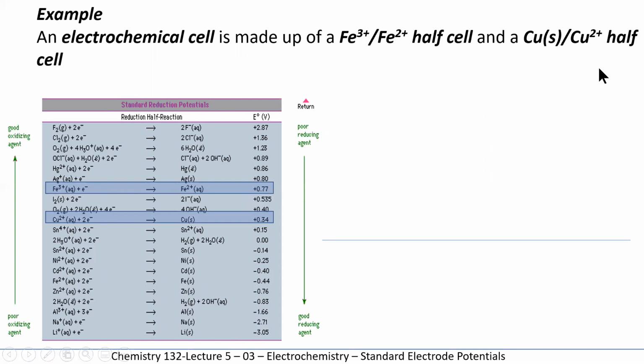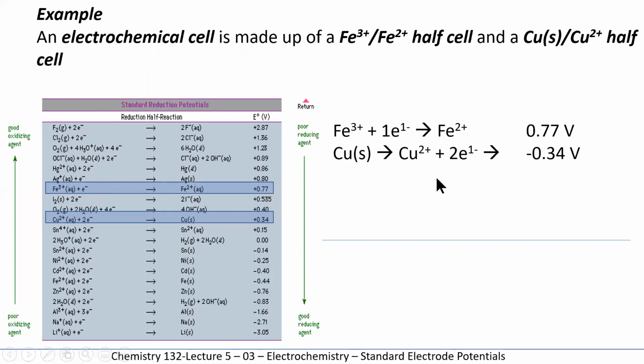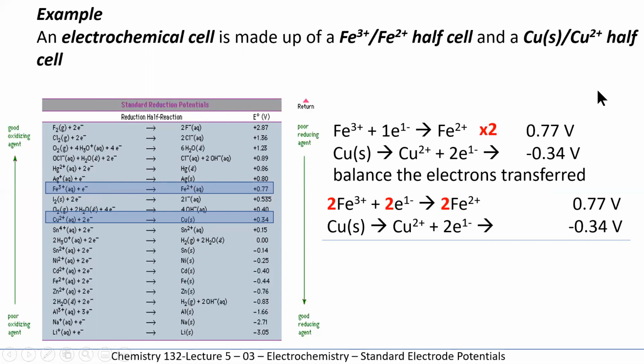And copper changing to copper 2 plus ion, we can see it has a weaker pull on electrons. It's below the ferric ion changing to ferrous ion. So now we can combine these two. Again, as mentioned before, we have to balance the number of electrons flowing through this circuit. So the first equation here only has one electron, so we are going to have to double it.